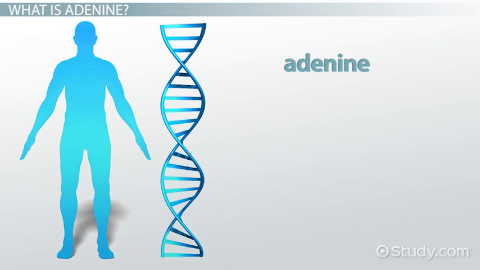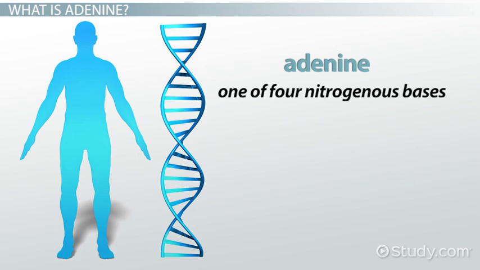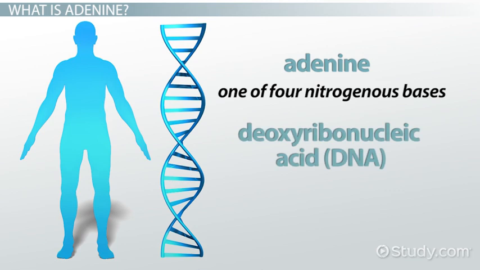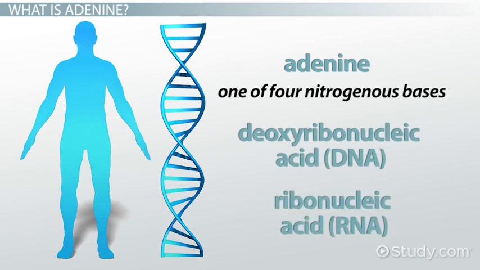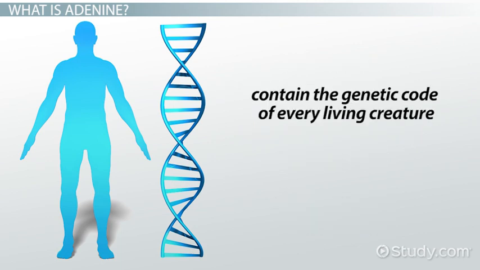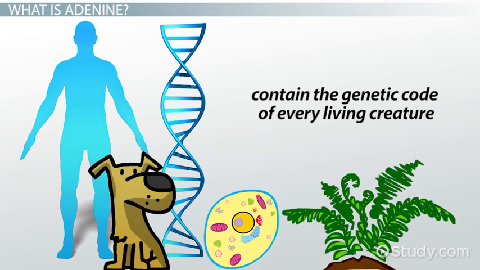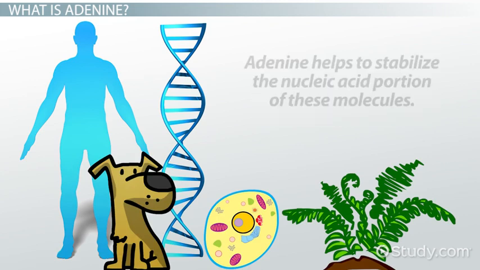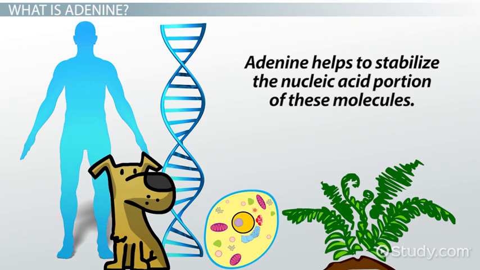Adenine is an important building block for life. It is one of 4 nitrogenous bases found in deoxyribonucleic acid, DNA, and ribonucleic acid, RNA. DNA and RNA contain the genetic code of every living creature, including humans, plants, animals, fungi, and many microorganisms. Adenine helps to stabilize the nucleic acid portion of these molecules.